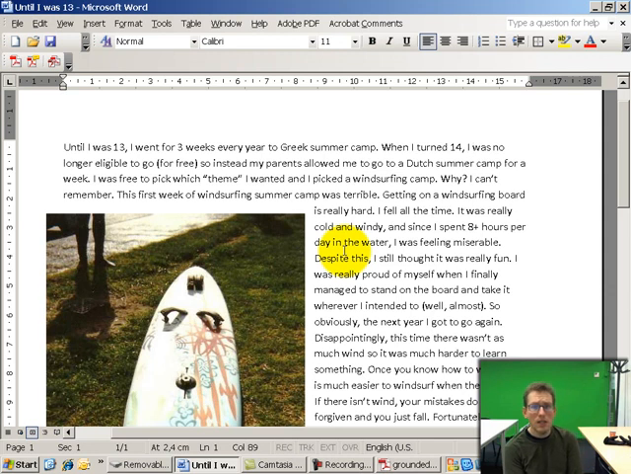Until I was 13, I went for 3 weeks every year to Greek summer camp. When I turned 14, I was no longer eligible to go for free, so instead my parents allowed me to go to a Dutch summer camp for a week. I was free to pick the theme, and I picked a windsurfing camp. Why? I can't remember.